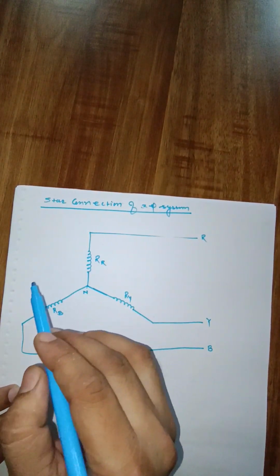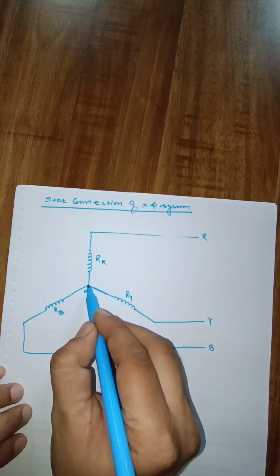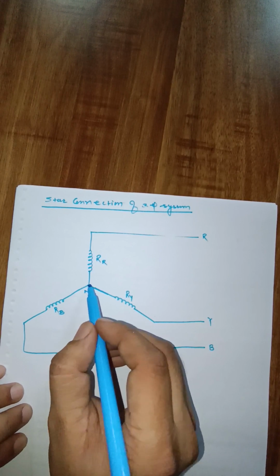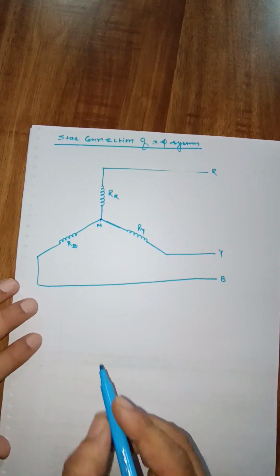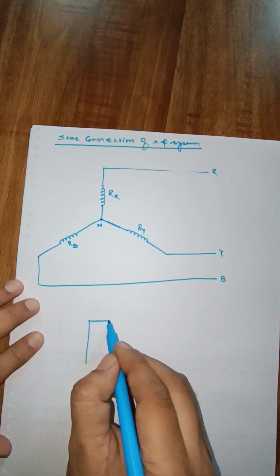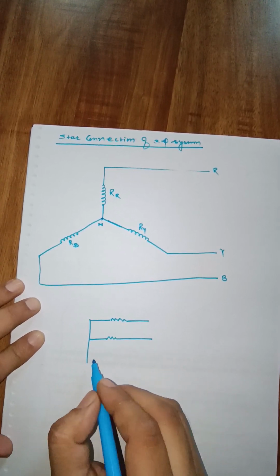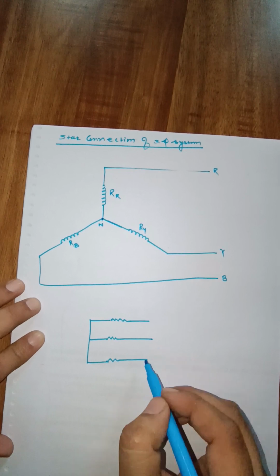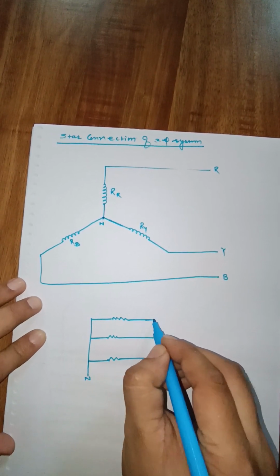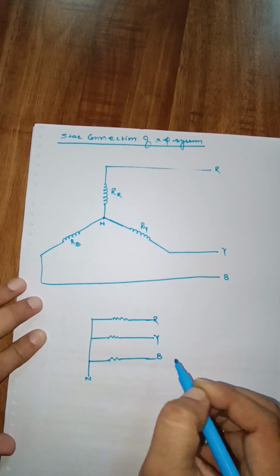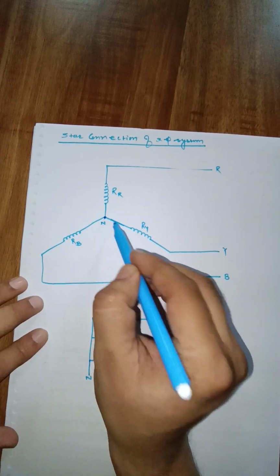Here this is the diagram for star connection. If the endpoint of all the three phases are connected at a single point, then this connection is termed as star connection. Here it can be drawn like this also, so don't get confused. Remember the basic concept. If the endpoint of all the three phases is connected at a single point, then it is termed as star connection. And this point is called as neutral point.